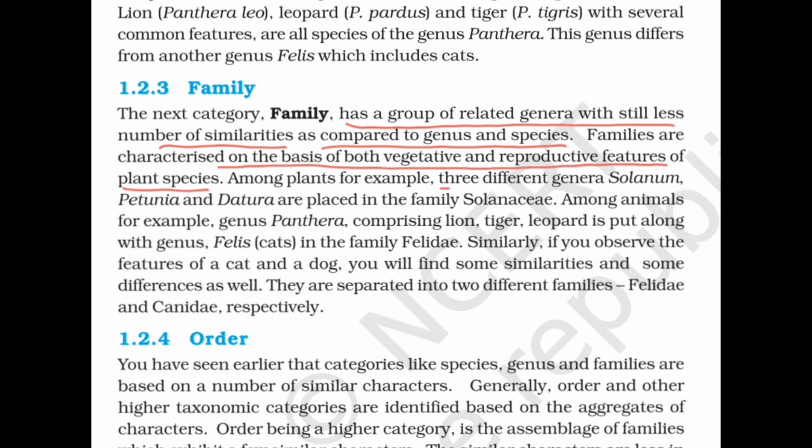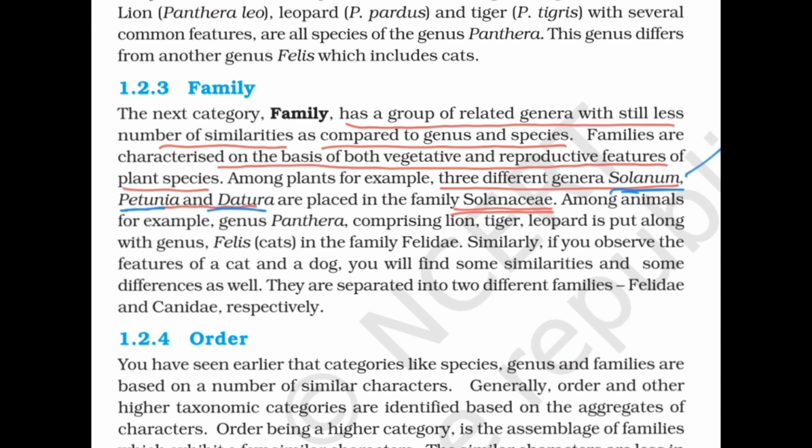Among plants, for example, 3 different genera, Solanum, Petunia, and Datura, are placed in the family Solanaceae. Okay, please make sure, please take note of this. Among plants, 3 different genera, Solanum, Petunia, and Datura. We know Solanum, right? Solanum tuberosum, Solanum nigrum, Solanum melongena, which is brinjal. Okay, they are all placed above in the family Solanaceae.